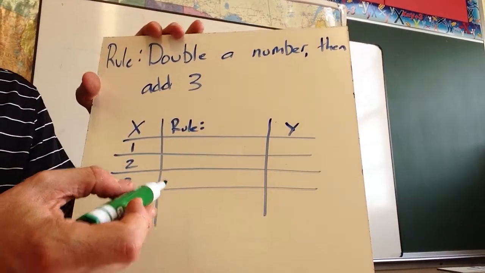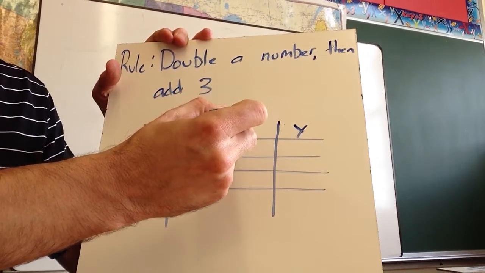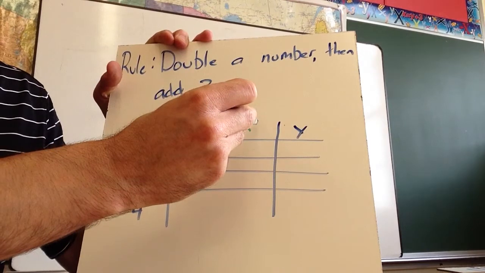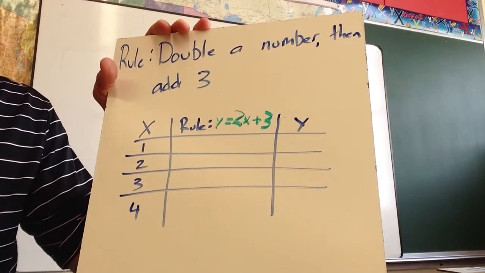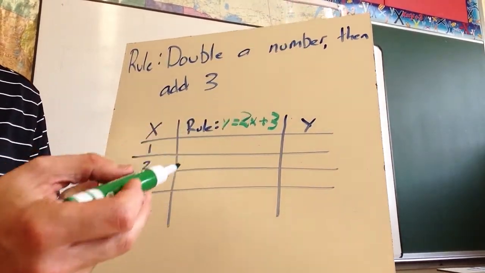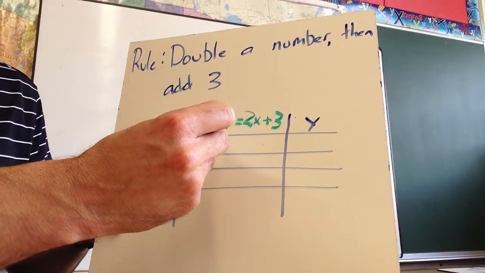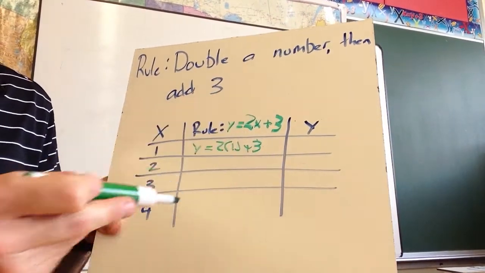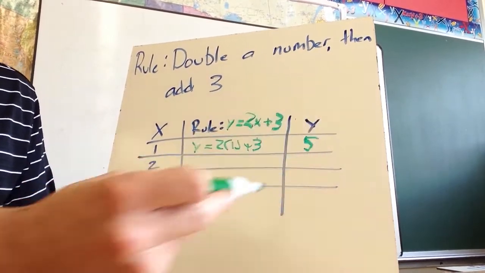this algebraically, my rule would be that y equals, I've got to double the number, 2 times x plus 3. So what I'm going to do is take this number, substitute it in for x to figure out what y is. So in is going to be 1, so 2 times 1 plus 3. 2 times 1 is 2, plus 3, so y is 5.